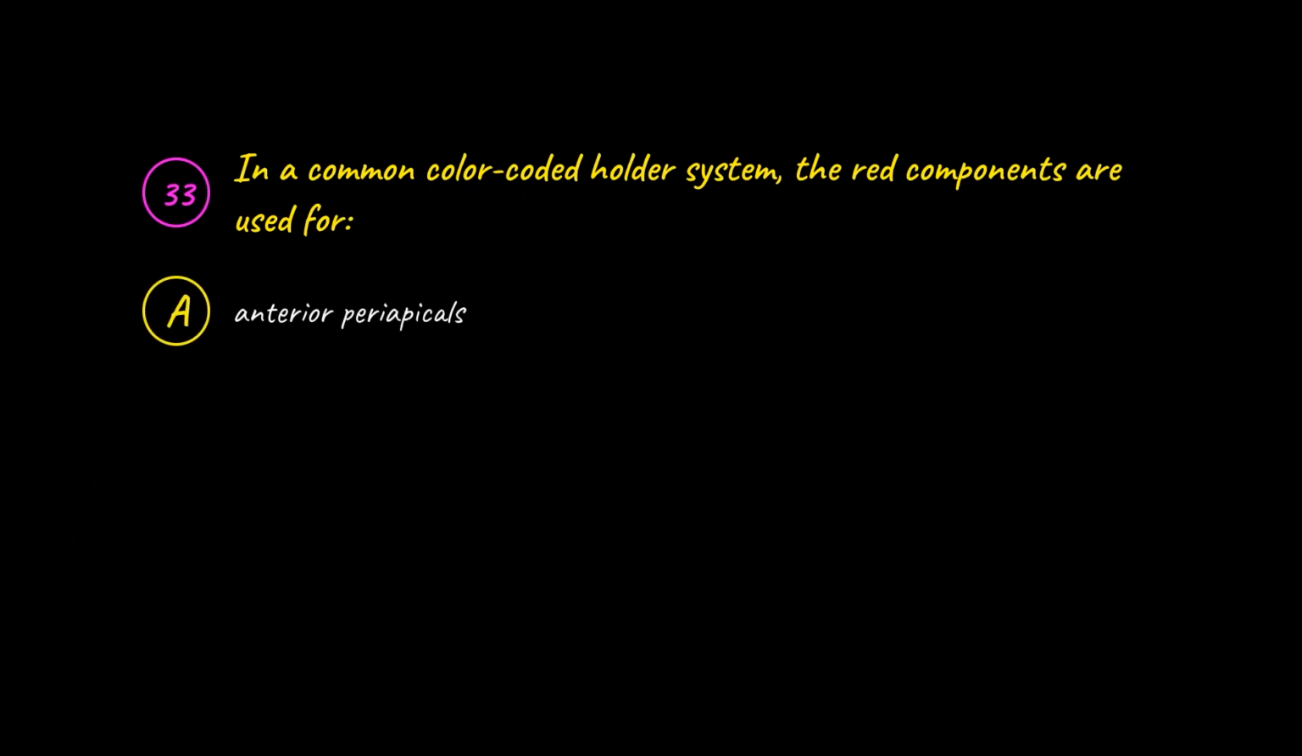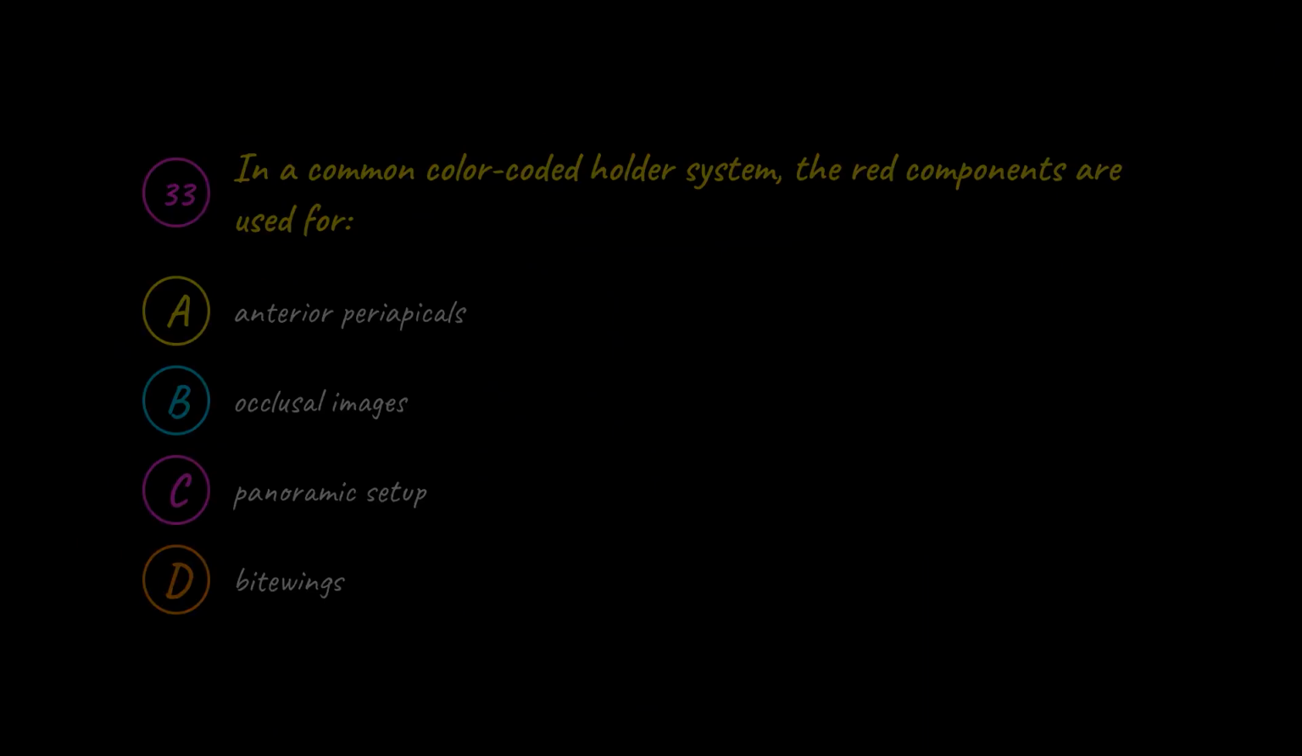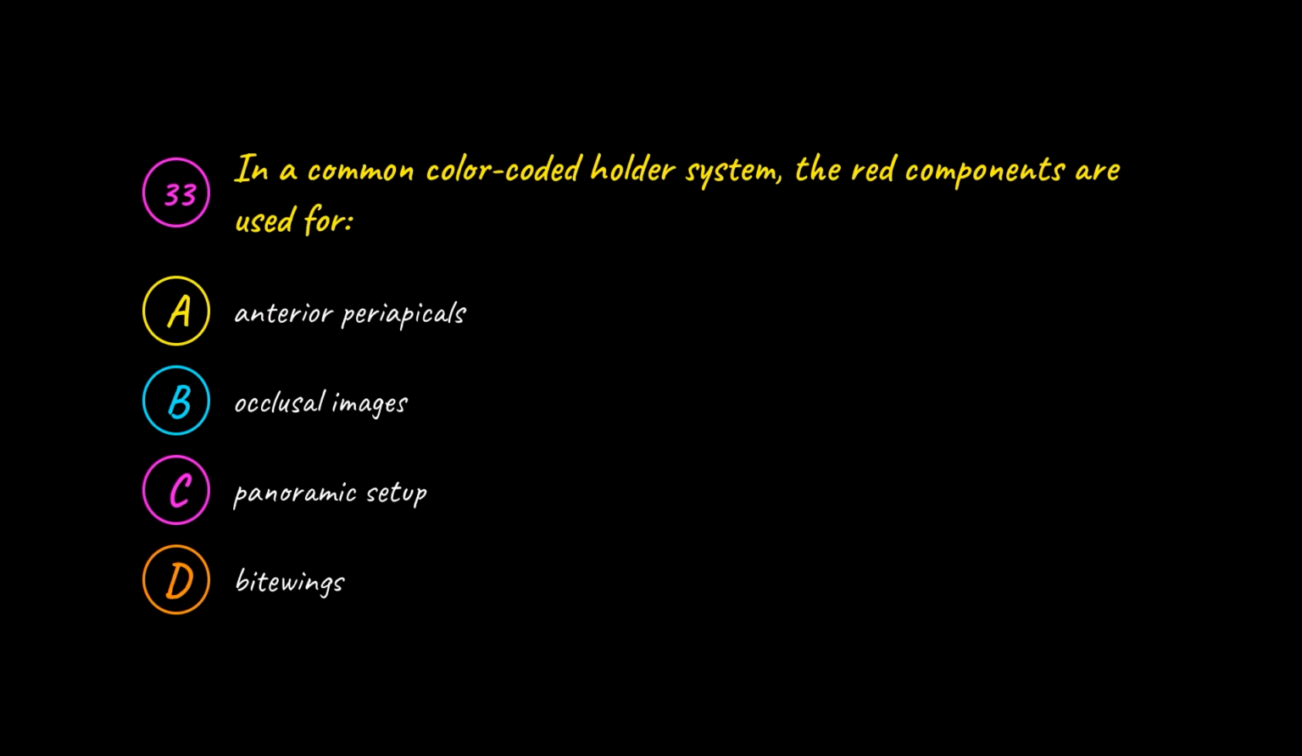Question 33. In a common color-coded holder system, the red components are used for. Your options are A. Anterior periapicals, B. Occlusal images, C. Panoramic setup, D. Bite wings. Which one is it? Pause the video if you need more time.